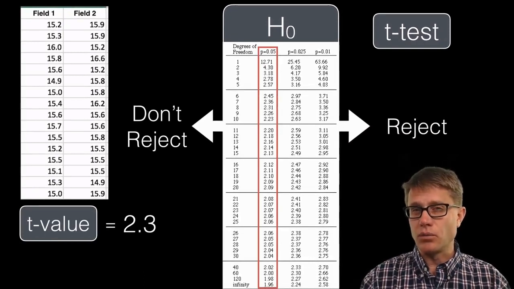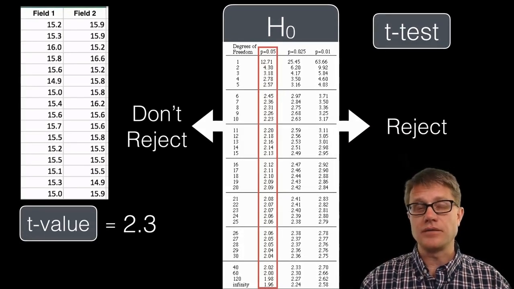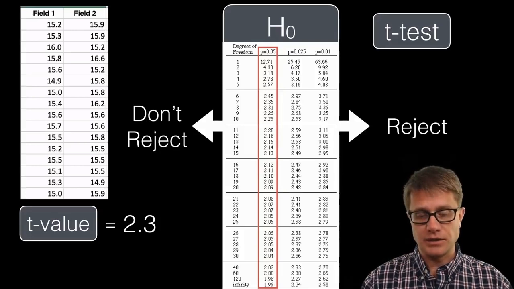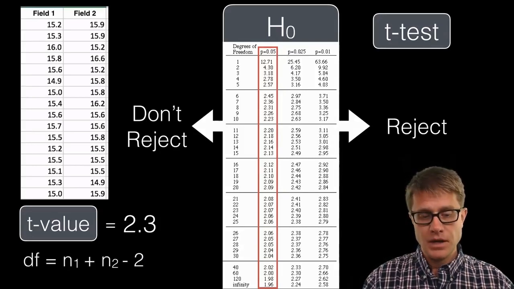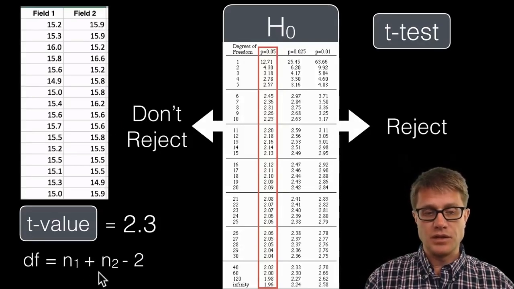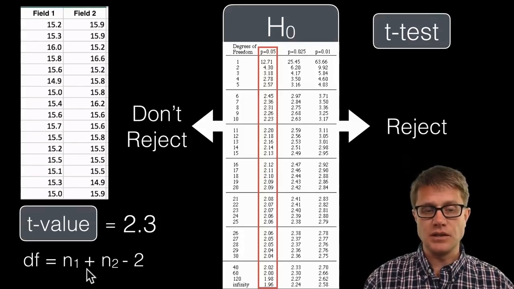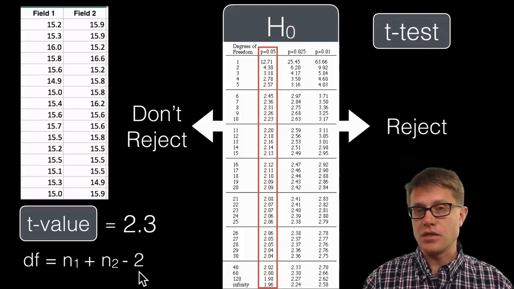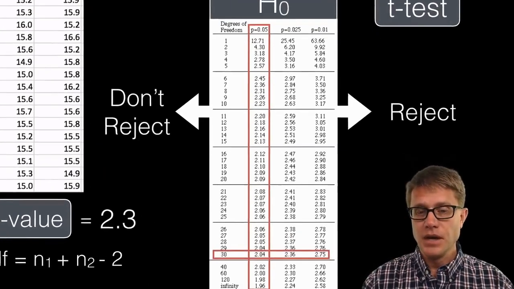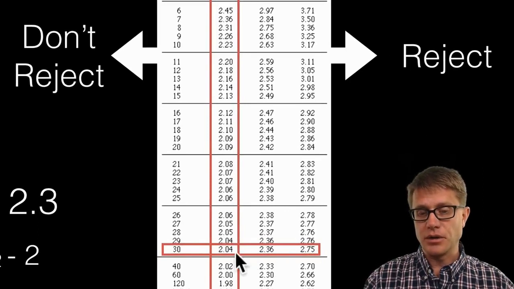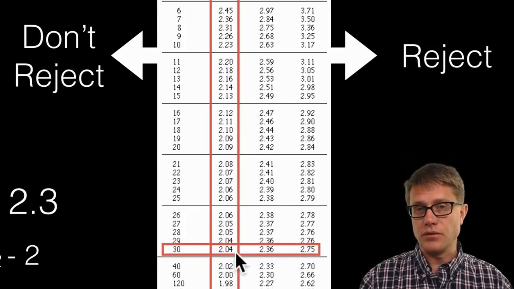Now we have to figure out what row we're going to use. And to do that, we have to know how many samples we collected and figure out the degrees of freedom. So the degrees of freedom is going to be the samples of N1 and N2 minus 2. Since we took 16 from each, it's going to be 32 minus 2, or 30 degrees of freedom. So here's our critical value. Our critical value is going to be 2.04.